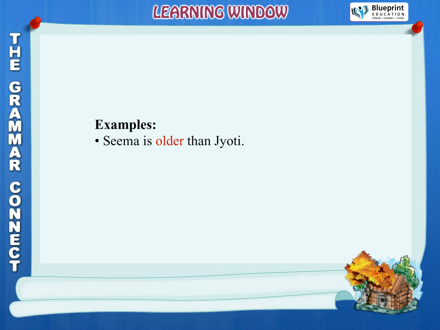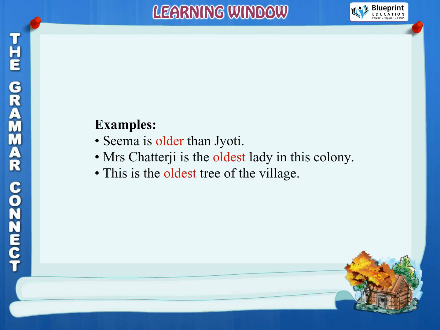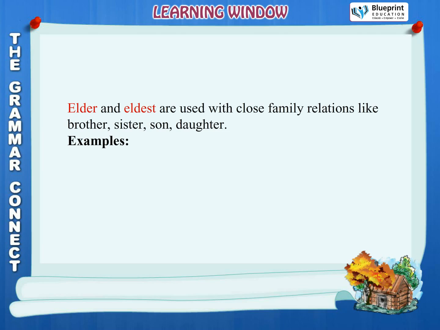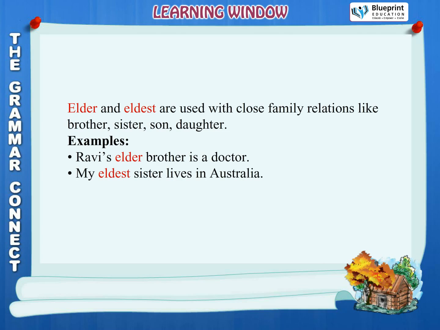Examples: Seema is older than Jyoti. Mrs. Chatterjee is the oldest lady in this colony. This is the oldest tree of the village. Elder and eldest are used with close family relations, like brother, sister, son, daughter. Examples: Ravi's elder brother is a doctor. My eldest sister lives in Australia. Rohan is the eldest among all the siblings.